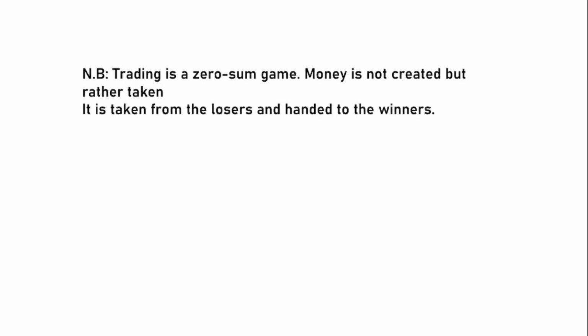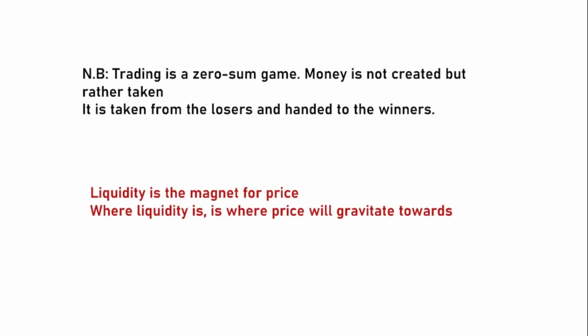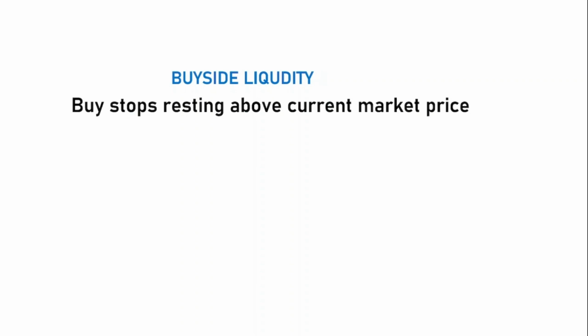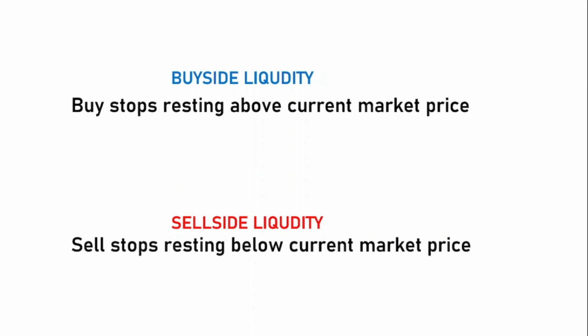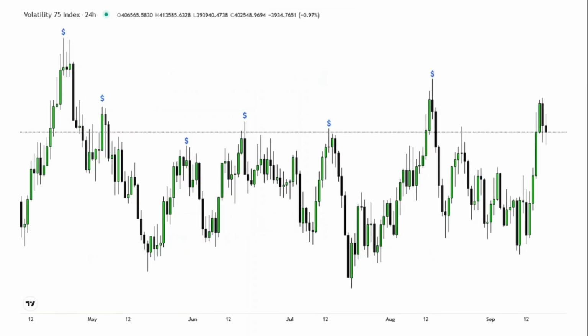For every win, there is a loser, right? So every time someone buys, there has to be someone willing to sell to that buyer. That's the way it works. And so liquidity is the magnet for price. Where liquidity is, is where price will gravitate towards. Buy side liquidity is buy stops resting above current market price, and sell side liquidity is sell stops resting below the current market price.